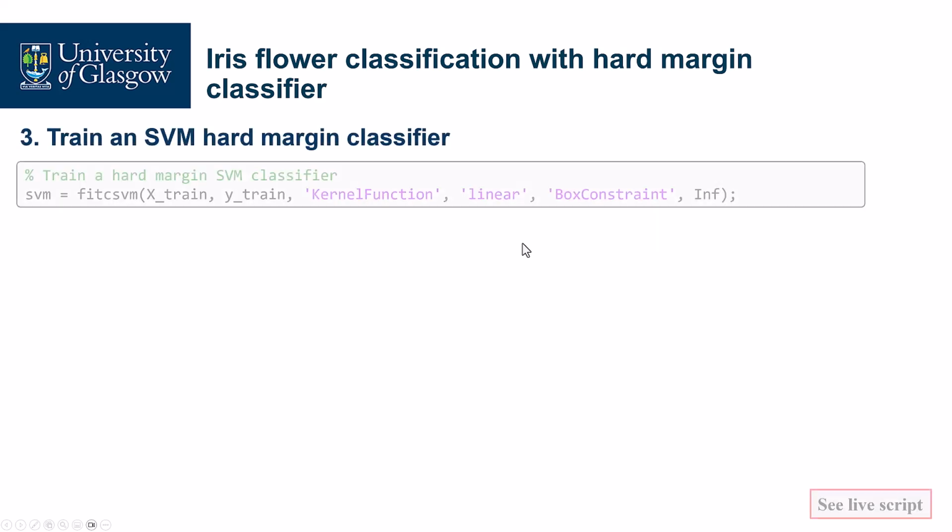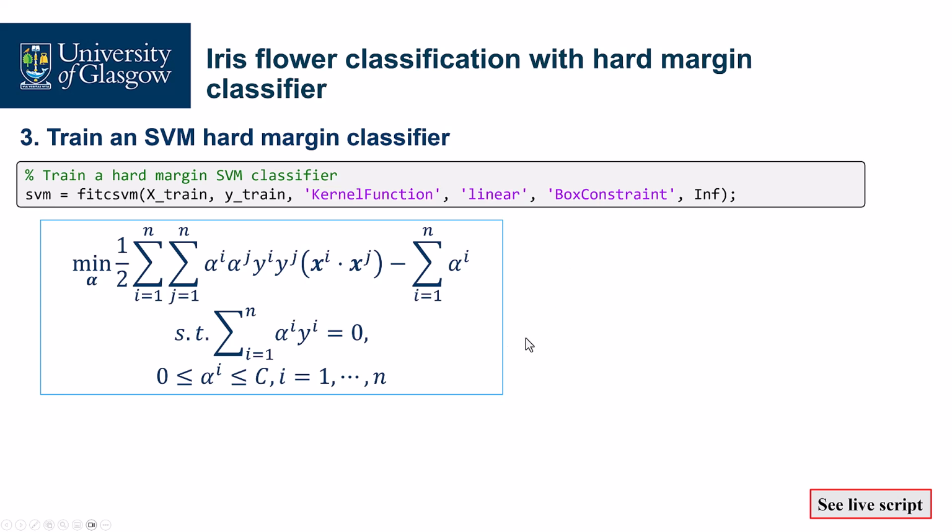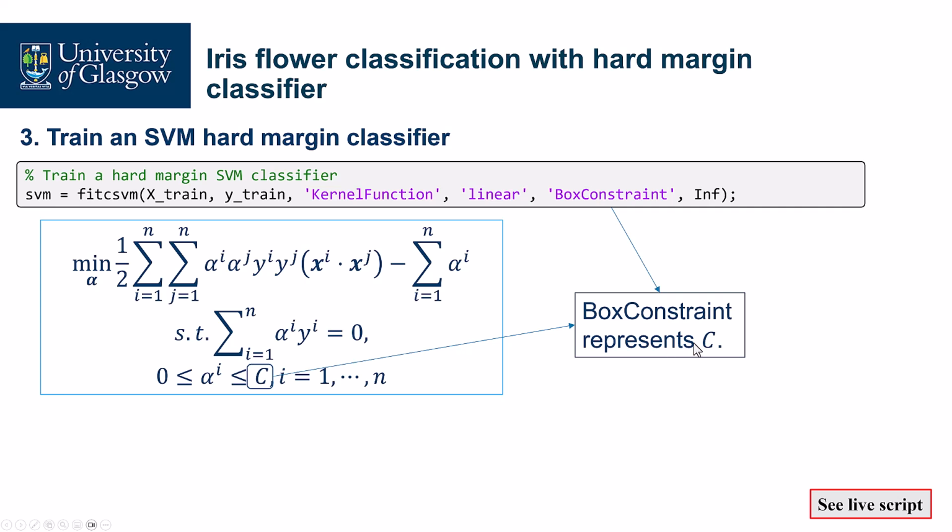So the answer is here, right? For the kernel function, we select linear, and for the box constraint, we select infinity. Let's rewind the box constraint. This is the C value, right? This value we call the box constraint, C.